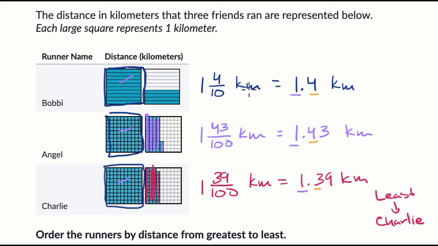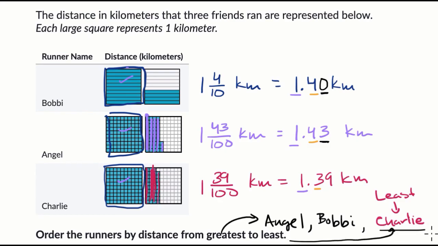And now let's compare Bobby and Angel. They had the same number of ones, same number of tenths. But when we go to the hundredths place, we have 3 hundredths for Angel, and we have no hundredths for Bobby. We could put a 0 here if we just want to compare directly. So Angel ran further than Bobby. So if we want greatest to least, we'd want Angel first, then Bobby, and then Charlie. Greatest is Angel, least is Charlie. And we're done.